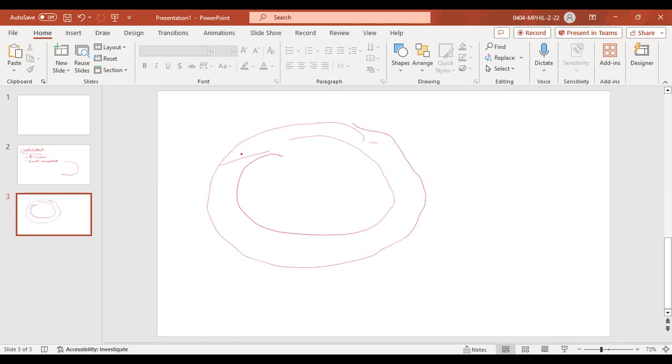So like this. I'm just trying to show you a double membrane structure, like this.